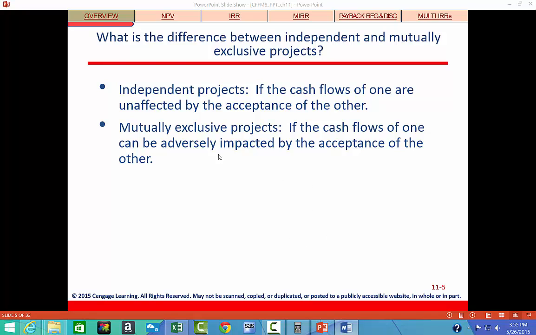Now for mutually exclusive projects, an example would be you're choosing between two accounting systems. So if you accept one accounting system for your firm, you can't accept the other one. Or you could be needing to transport materials and you need to either use a boat of some type or you could build a bridge. If you accept one, you're not going to do the other one. And this makes a difference a little bit later on when we're talking about different projects.